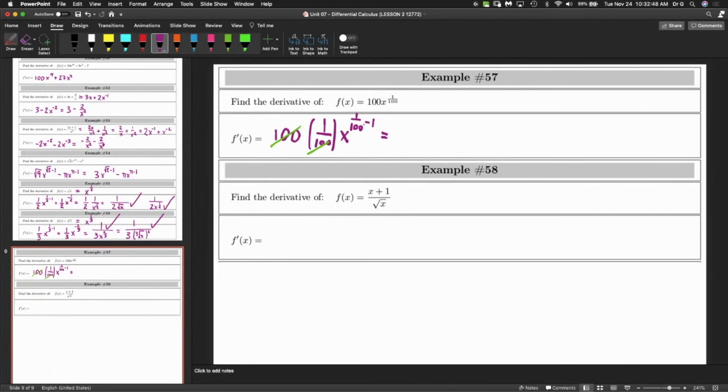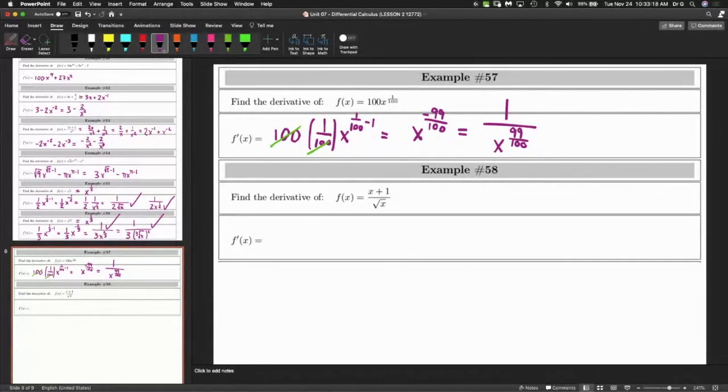So I'll leave the 1 alone. But then you have here this. What is 1 over 100 minus 1? Well, that's negative 99 over 100. The answer should be written with positive exponents. So the final answer could be that. Or you could write it as a root, which I prefer not to do for this one, if that's okay.